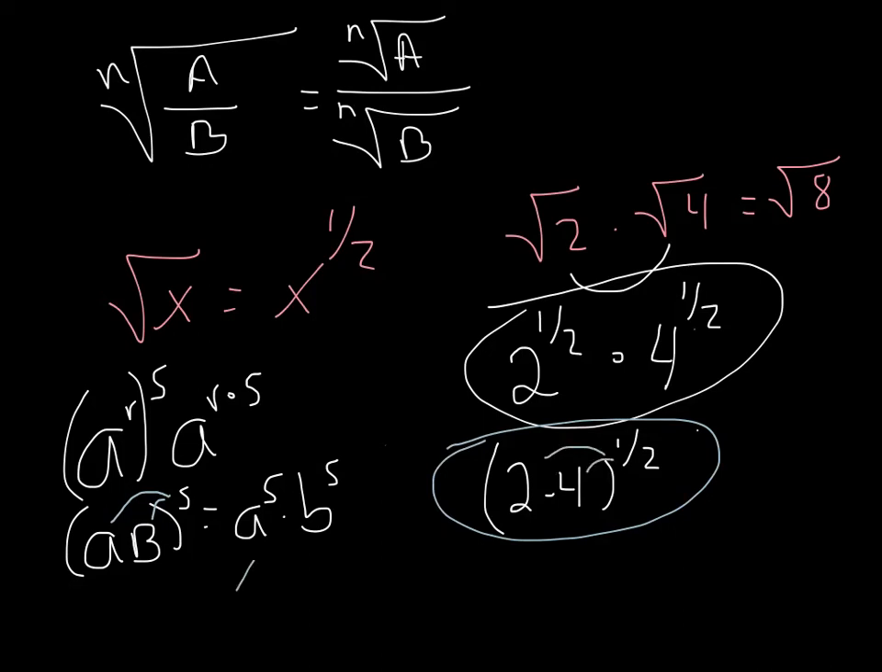But so it's just this property in reverse. That's what allows us to combine the 2 and the 4 under the root. Because 2 times 4 to the 1/2 power is the same thing as 8 to the 1/2 power, which is the same thing as the square root of 8. So that's a quick, brief explanation. Let me do a few more, and I hope this is helping.